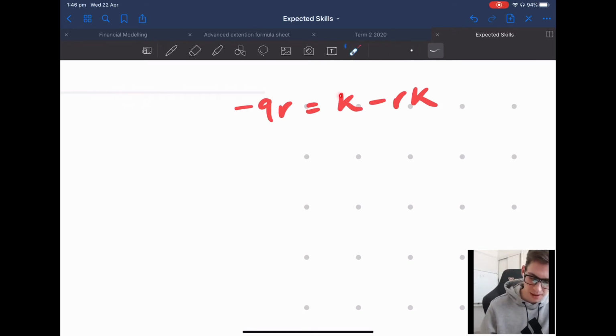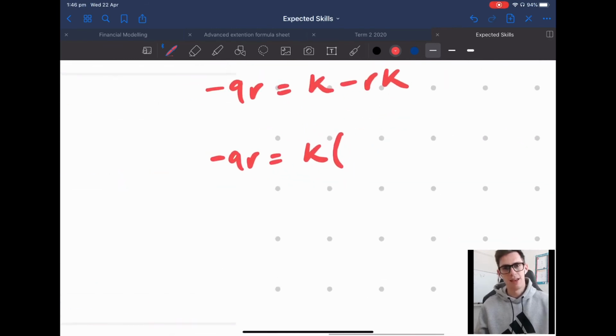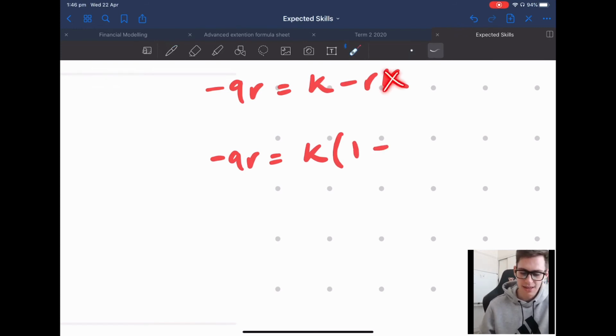What we're going to notice is that both of these terms have a K. That means that I can factorize out, in other words, unexpand, by bringing or dividing that K out the front. If I divide this thing by K, I'm left with 1. And if I get rid of the K here, I'm left with R.